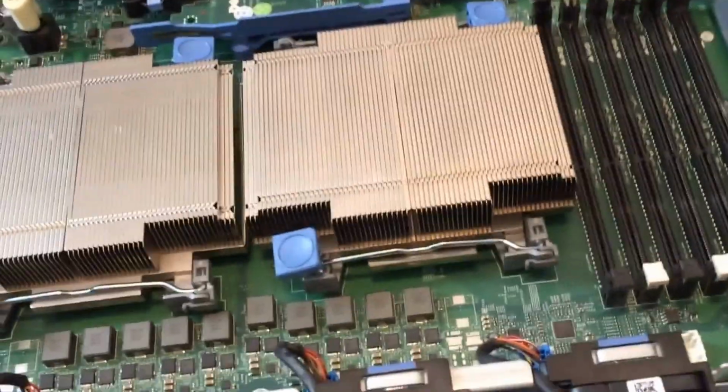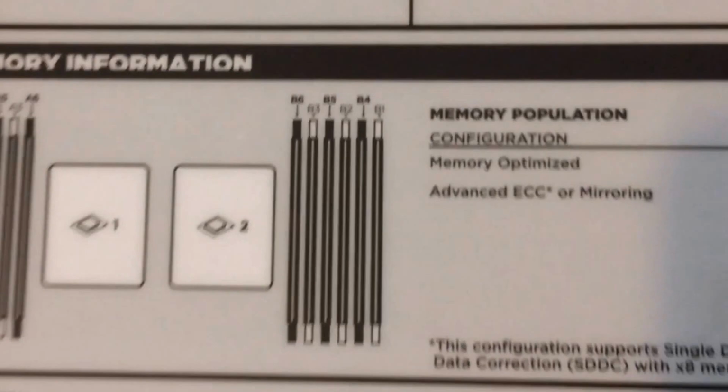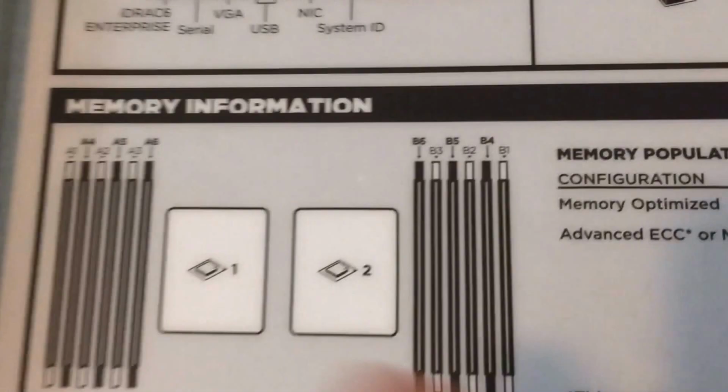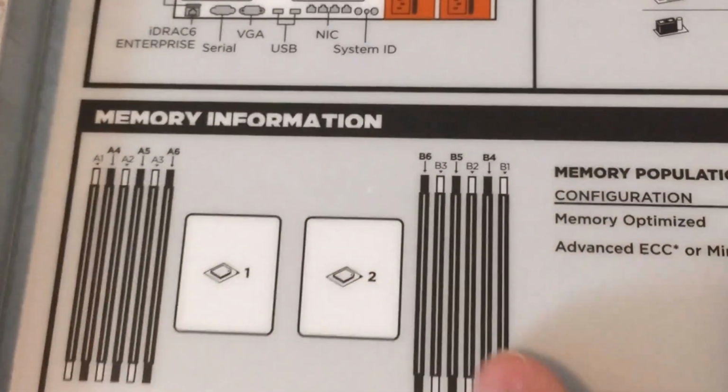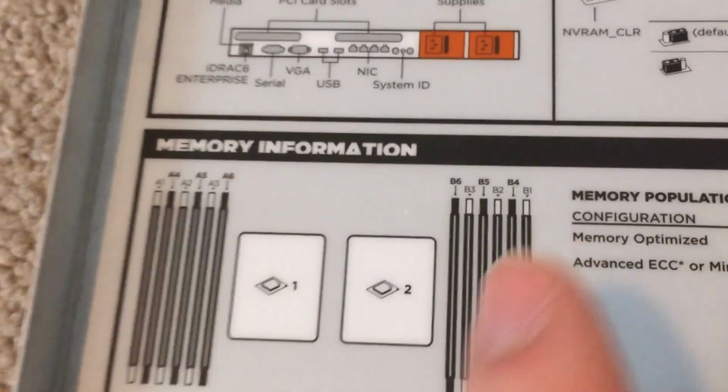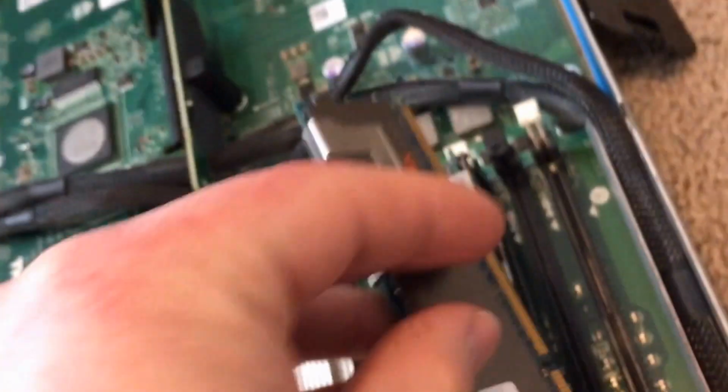Let's see here. I think if you look on the back of the cover, yep, let me get that out. If you look on the back of the cover right here, it shows you which slots to put it in. As you can see right there, there's A1, A2, A3, B3, B2, B1. So I'm going to want to put these in B1 and B2. So this white one just right over here are B1 and B2. And then let me get my RAM right here. Line up the little hole with the notch and push it in. I'll do the same on the other one.